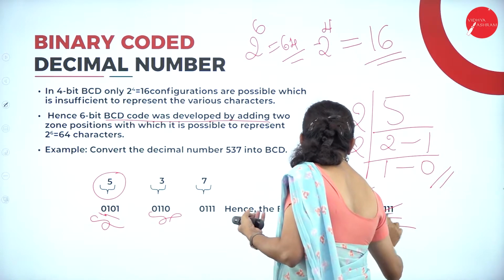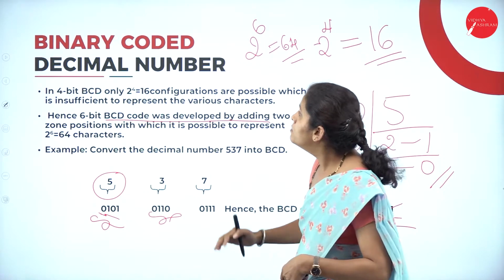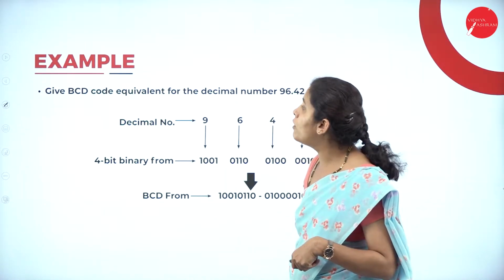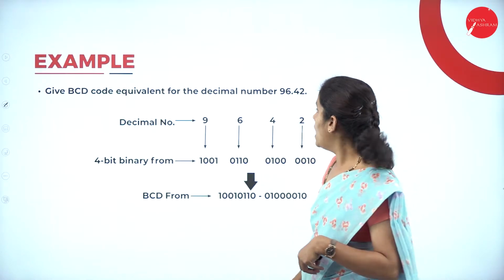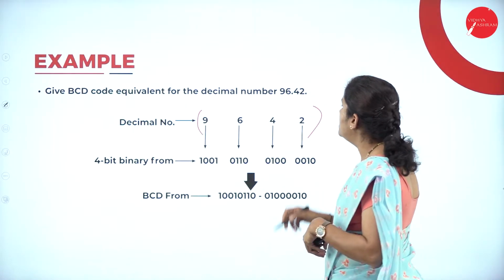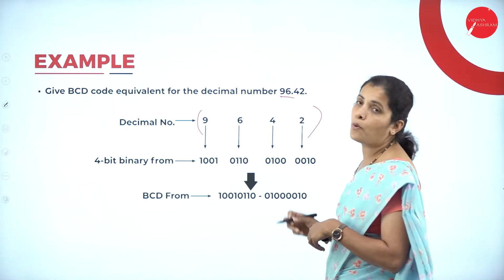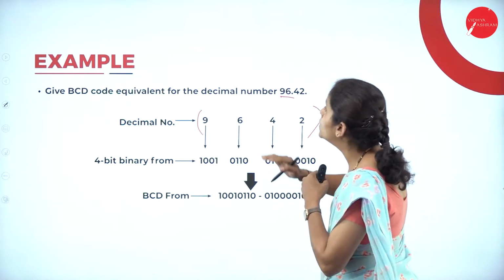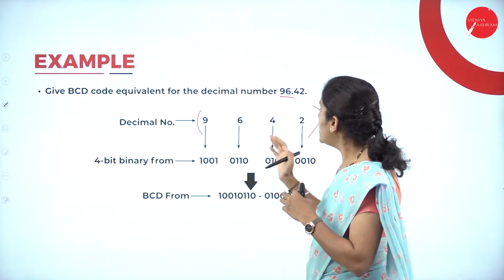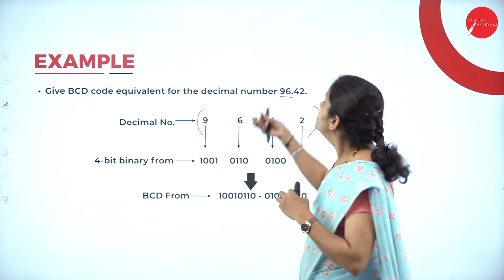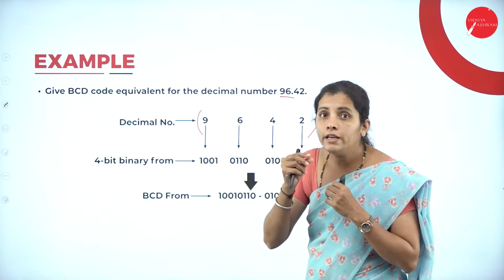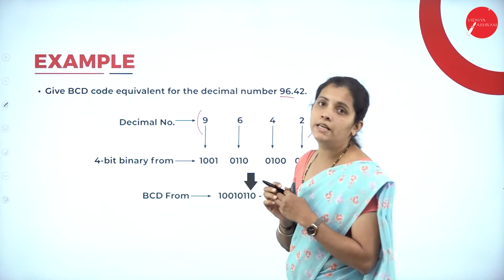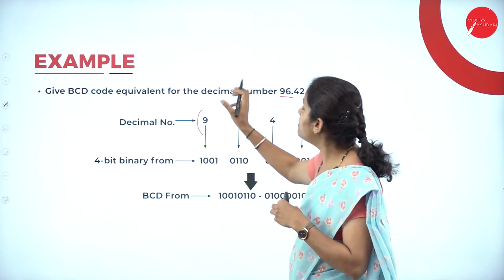So this is the actual conversion of BCD. Moving further, this is another example for BCD code. That means I have the decimal number 96.42. Now I want to convert this decimal number into BCD. So what I will do, I'm going to write the BCD code for each individual digit. First, I'm going to write the BCD representation for the decimal number 9.